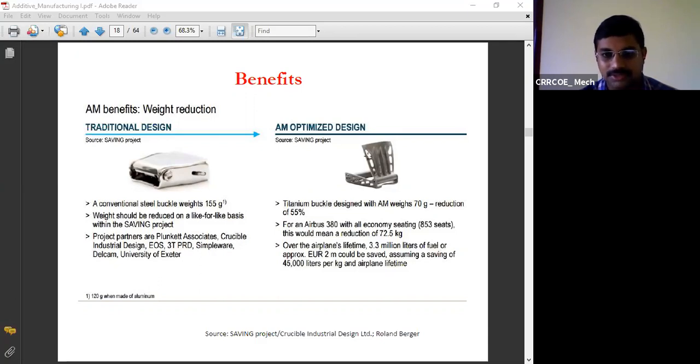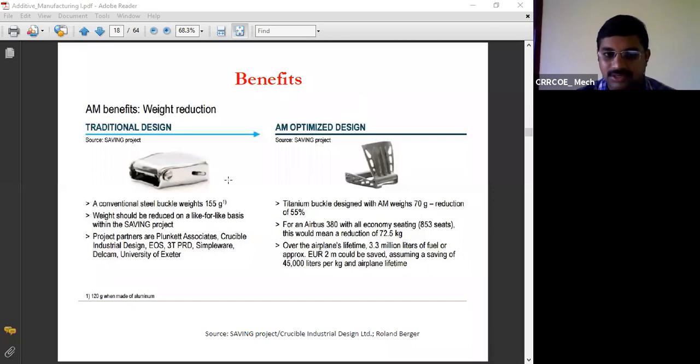So they have optimized it. Compared to this, they have removed the material wherever it isn't required. The required strength will be maintained. Even though the strength is maintained, they reduce or eliminate some quantity of material in this buckle component, almost 70 grams.